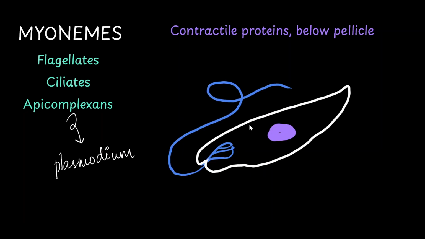Let's take a flagellate. So in Euglena, this particular myoneme is found just below the pellicle in this particular fashion. The movement of myoneme is very different from cilia. In cilia, it's more of a smooth movement, but in myoneme, it's more of a sudden, forceful move.